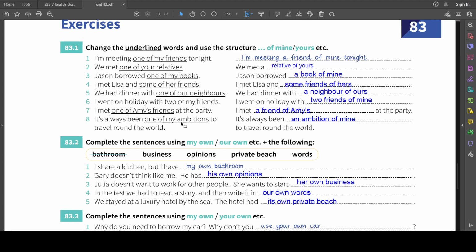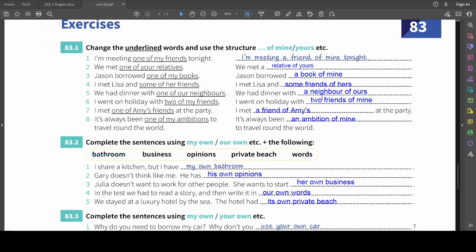We have dinner with one of our neighbors. Or we have dinner with a neighbor of ours. We went on holiday with two of my friends. Or I went on holiday with two friends of mine.